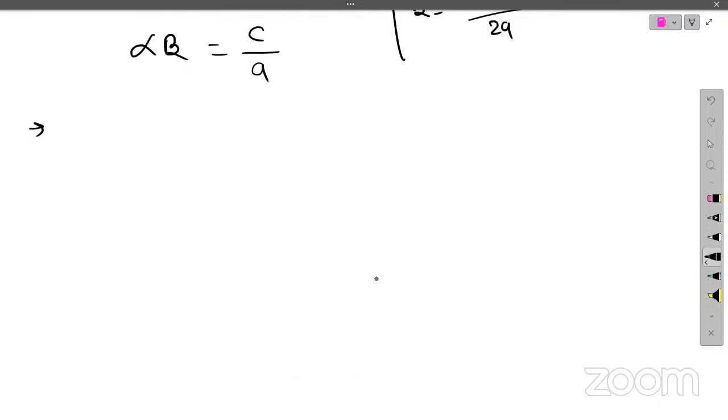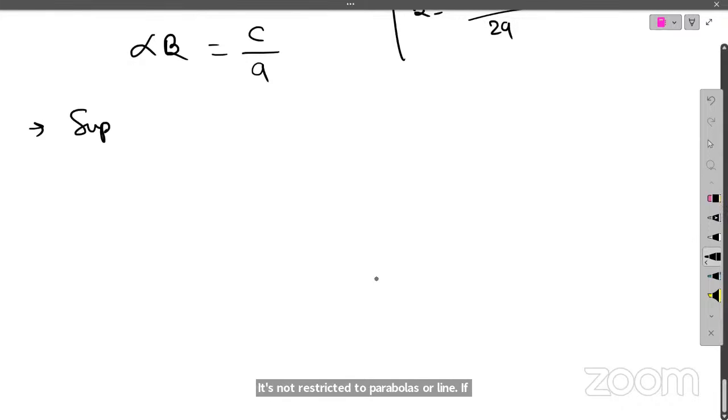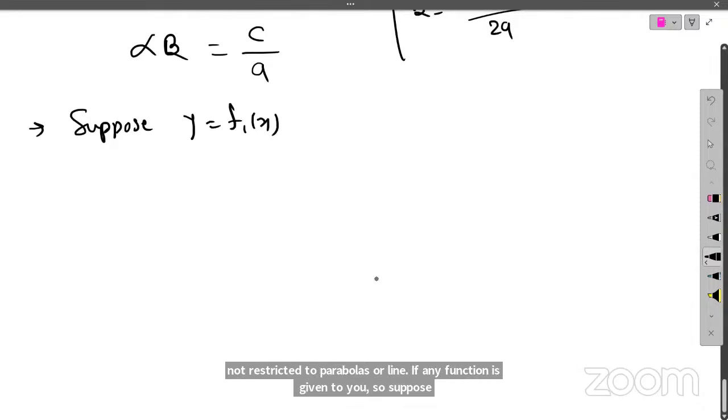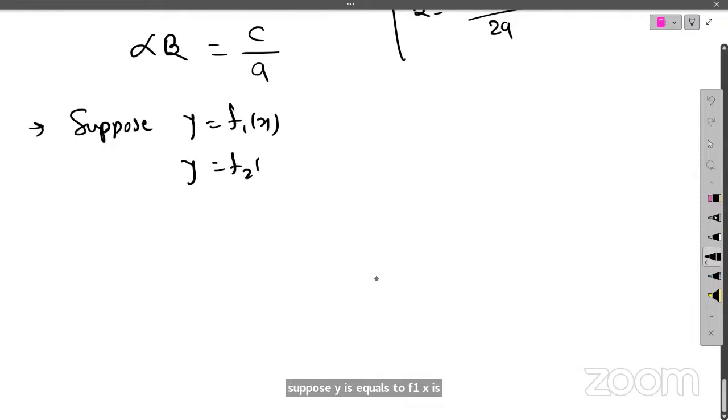Okay, so again, if any two functions are given to you, it's not restricted to parabolas or lines. If any function is given to you, suppose y is equal to f1(x) is one function and y is equal to f2(x) is another function, and they represent any kind of figure.